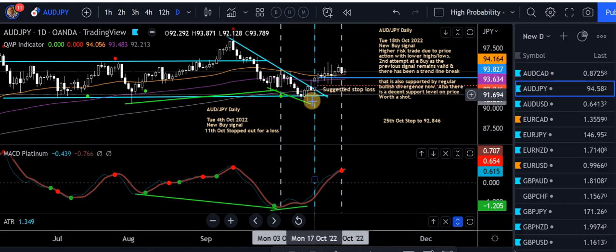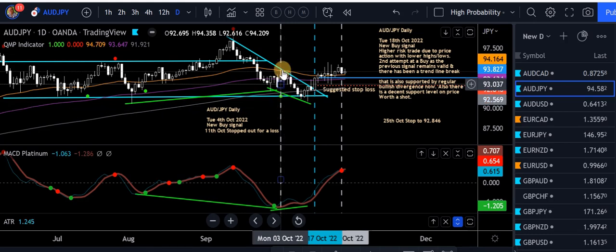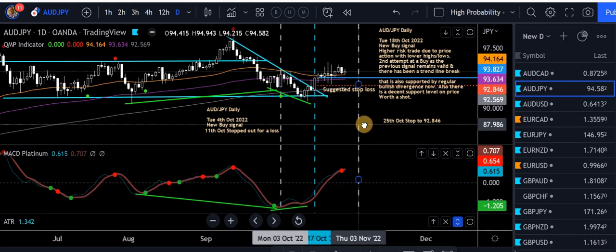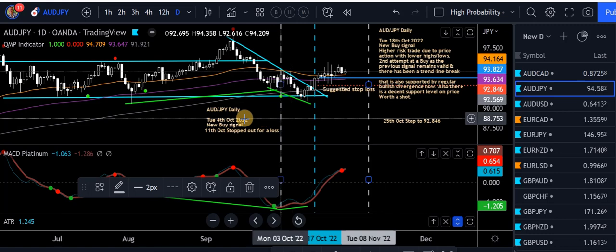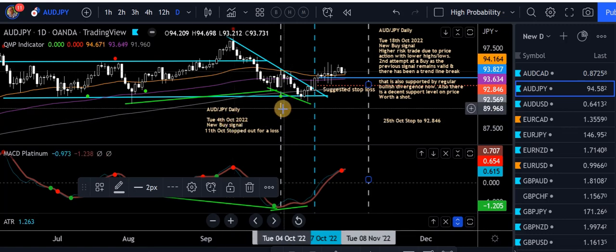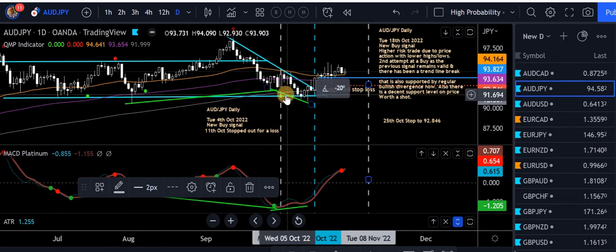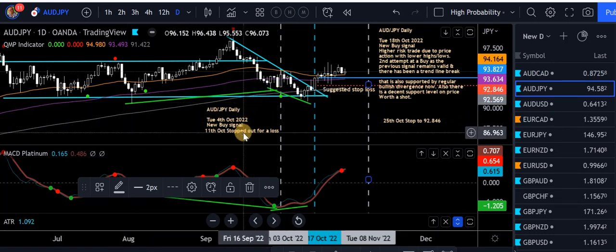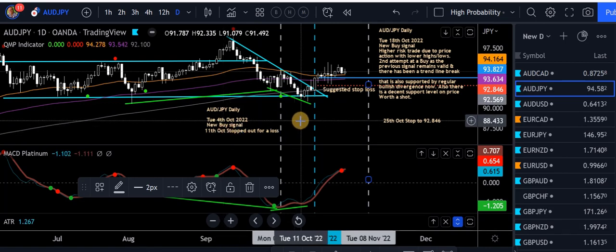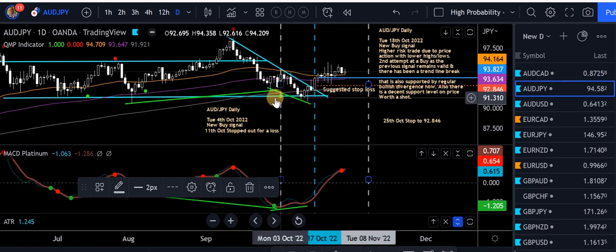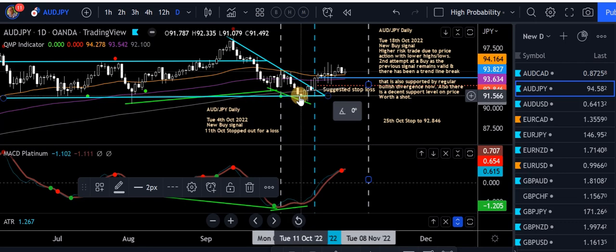It was a buy here. Now, you'll see there's a grey line here. I'll just move this grey line out of the way. I took a buy on the 4th of October, so that was this one here. Now, there's divergence there. It looked good. And I got stopped out for a loss on the 11th of October, so that's fine. So my stop was down here, got stopped out somewhere.